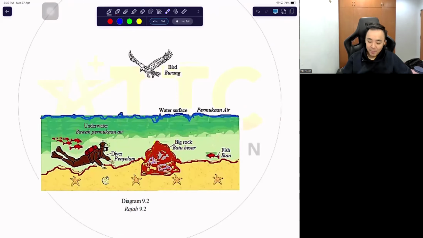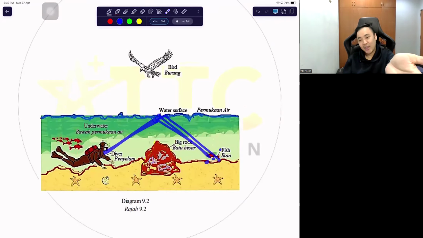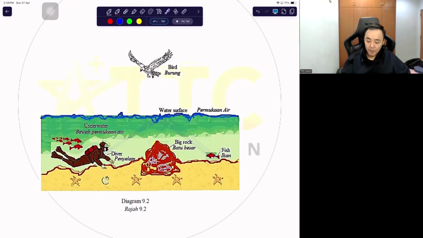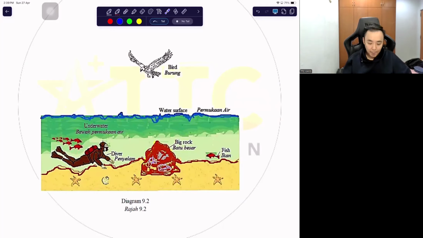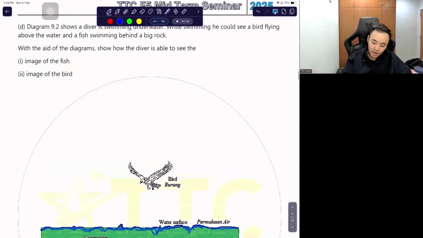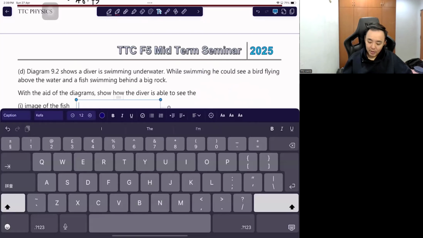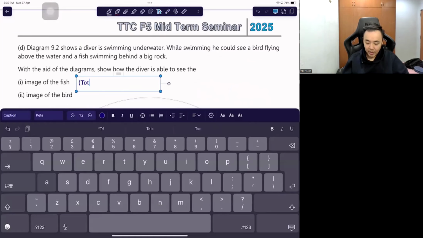Now you have to use not refraction, but what phenomenon are we doing? Simple, I'm telling you the answer already. This is total internal reflection. Guys, remember to spell correctly. Reflection, total internal reflection. Refraction is not the same. So for the fish, what is the phenomenon involved? Yep, total internal reflection.